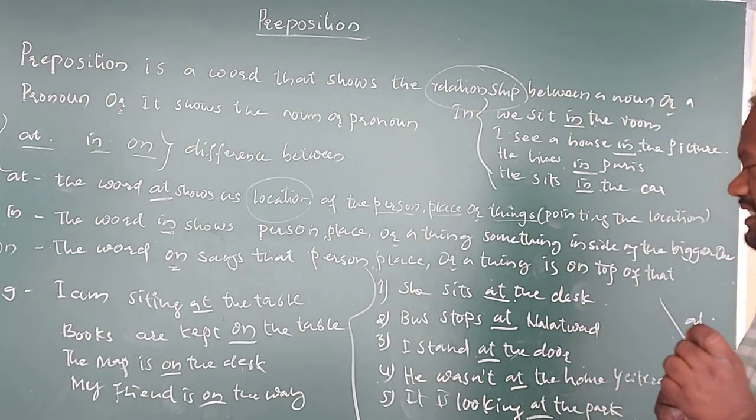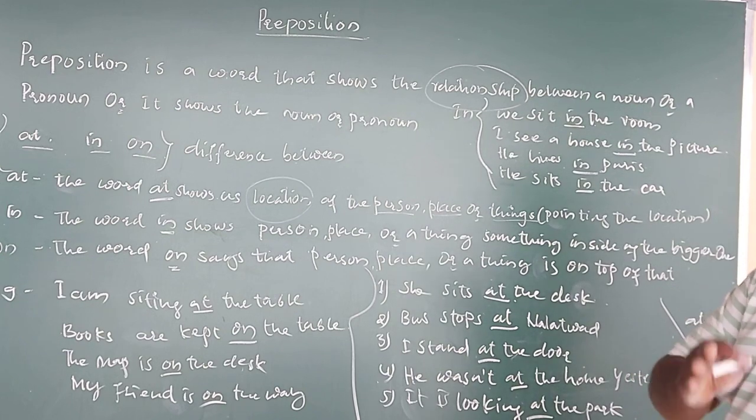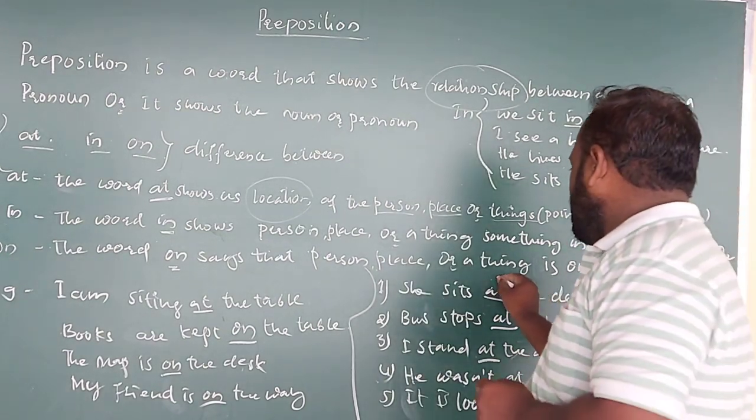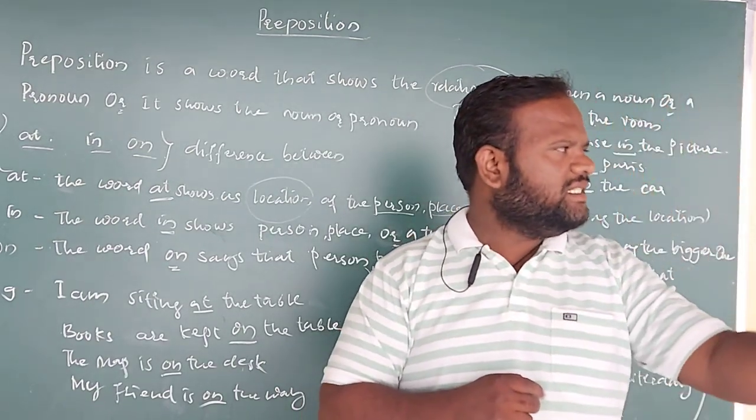She sits at the desk. So the position of a noun is indicated, showing where she is sitting. Okay, so there we are using at. She sits at the desk.